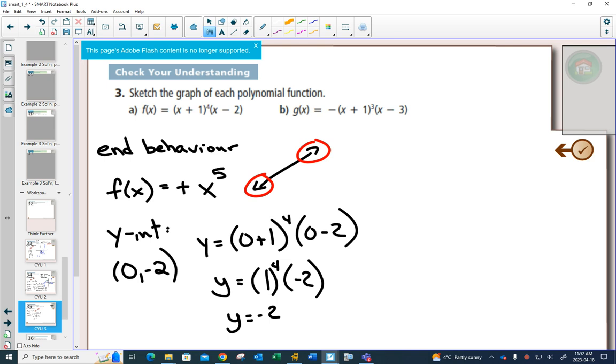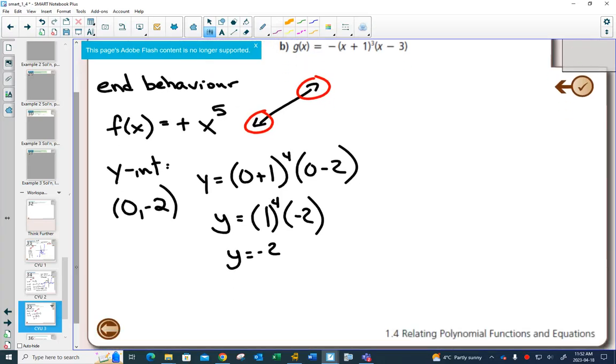So a little bit more mental math if it's already factored, but not hard. Just have to be careful. You plug in the 0 and do your order of operations correctly. But the x-intercepts are way easier. Plug in 0 for y, and it's already factored.